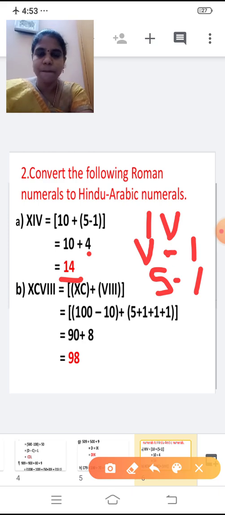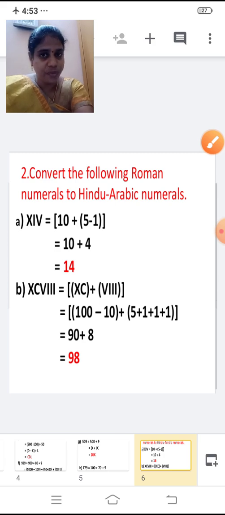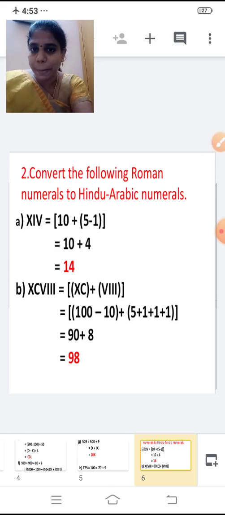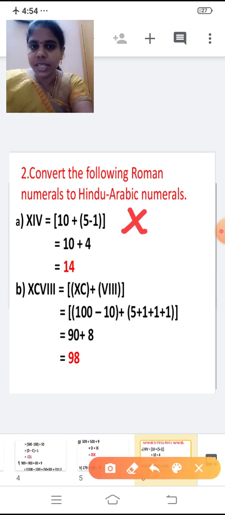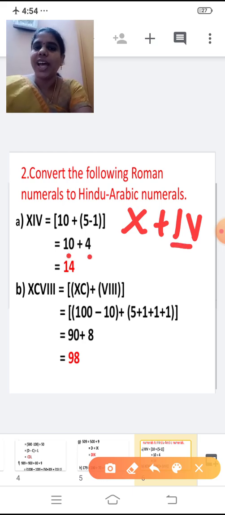Got it, children? Shall we see one more time? X, I, V. Now split this. 10 plus X plus I, V. Now value of X is 10 plus IV is 4. Then add all together. 10 plus 4, 14. Next one.